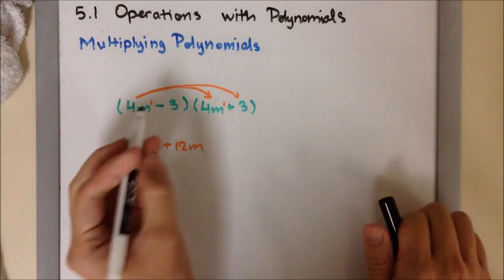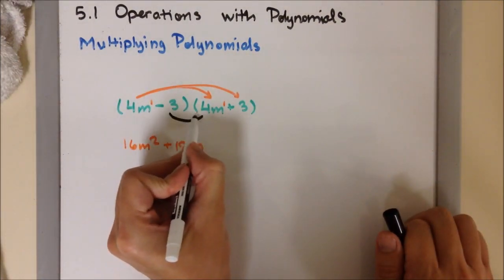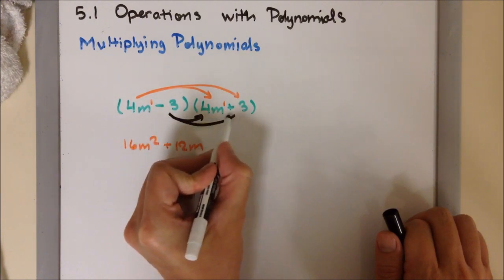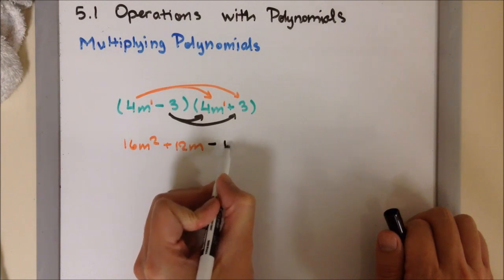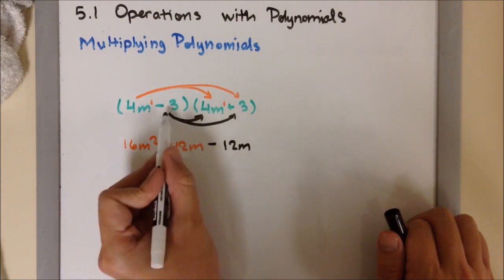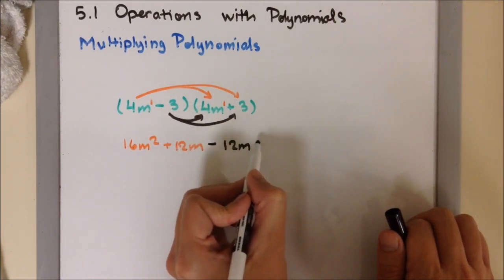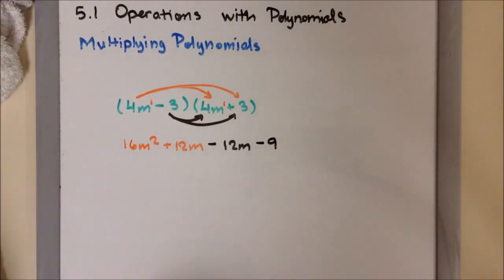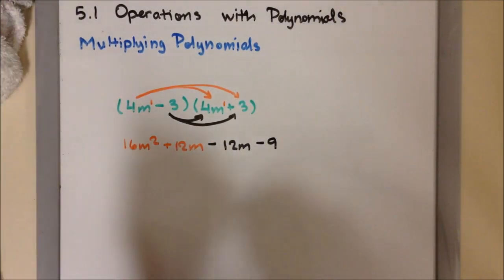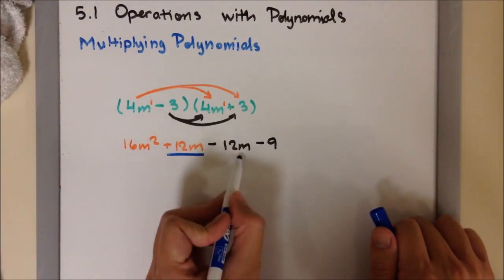Alright, the second half of FOIL, negative 3 times 4m, and then negative 3 times positive 3. Negative 3 times 4m will be negative 12m. Negative 3 times positive 3 will be negative 9. Alright, so after I finish FOILing, combine like terms. So these two are here.